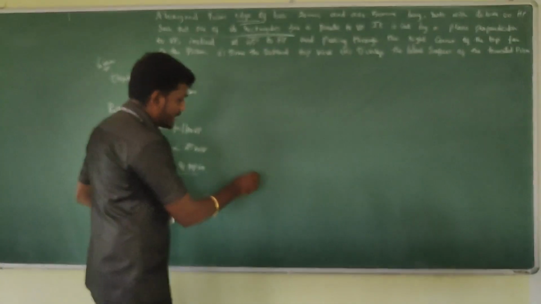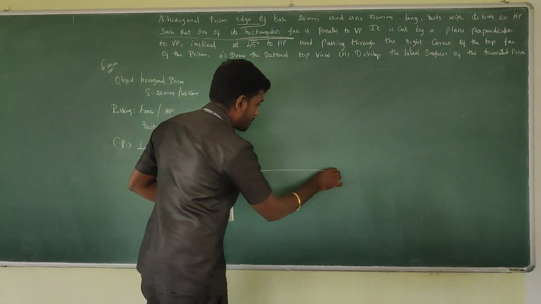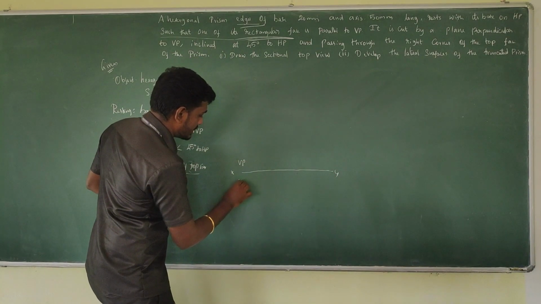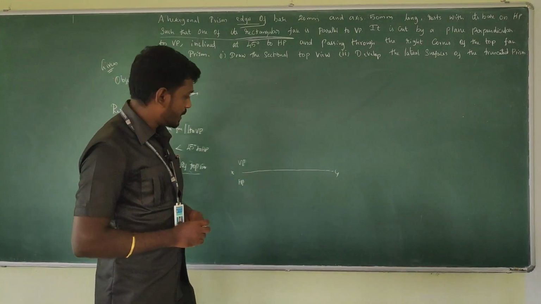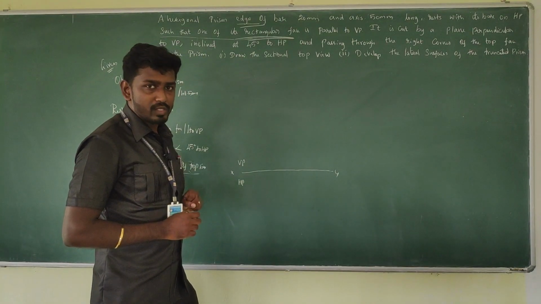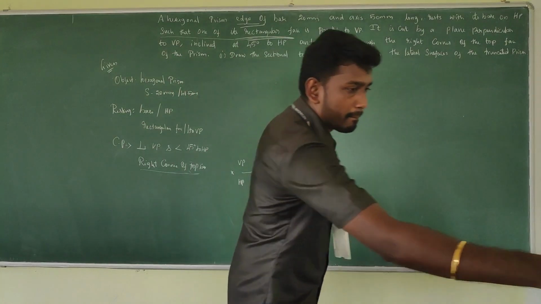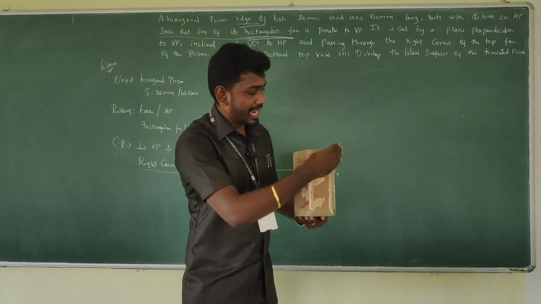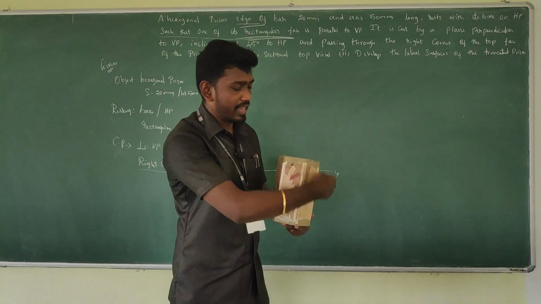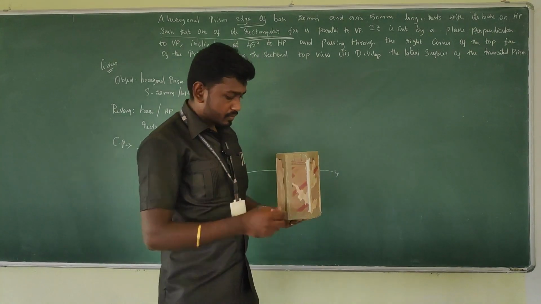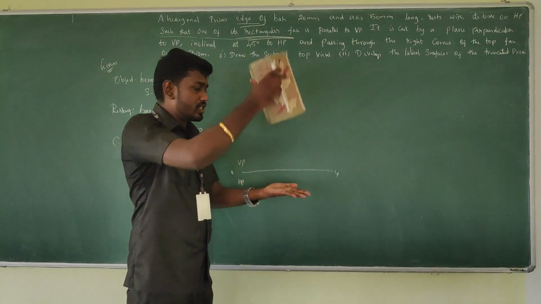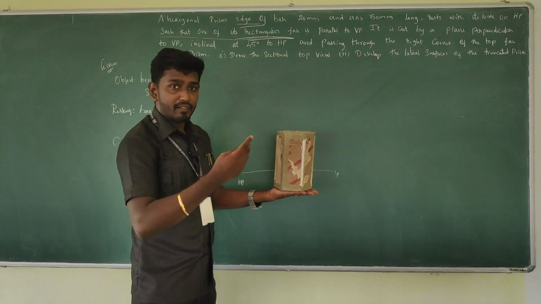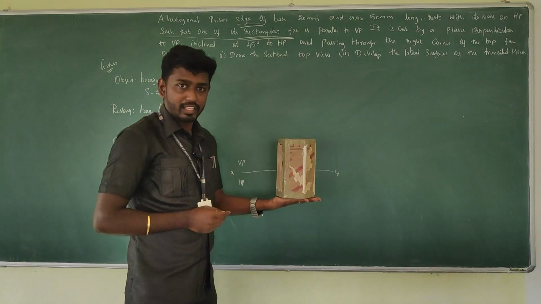First of all, start with the reference line XY. Above it is VP, below it is the horizontal plane HP. Afterwards, what about the position? It is a hexagonal prism. It has two bases, and these are the lateral faces, that means rectangular faces. Here it is resting on HP. Take this as HP and the vertical board as VP, so it is placed in this manner.